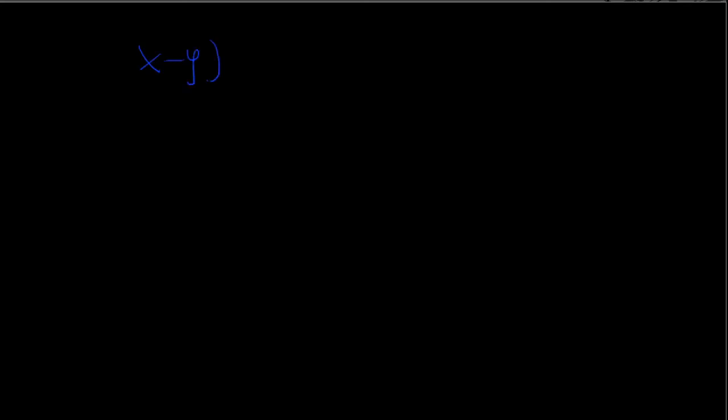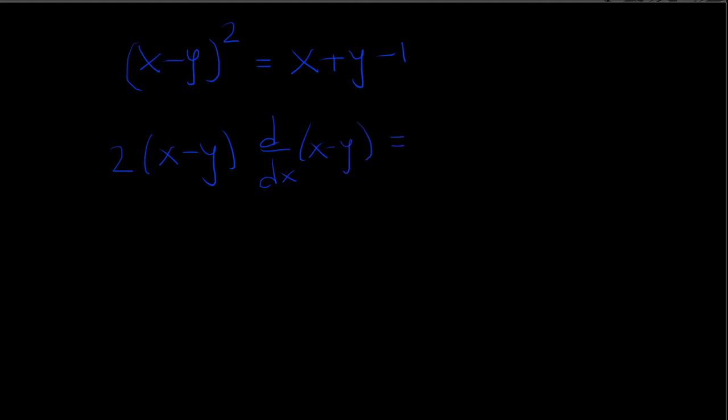Next, we're going to be looking at the quantity x minus y squared equals x plus y minus 1. I'm going to use implicit differentiation and find the derivative with respect to x. So first, on the left here, we're going to be using the chain rule. So we're going to be bringing down the exponent, subtracting by 1, and then multiplying by the derivative of the inside. And on the right, the derivative of x is just 1. The derivative of y with respect to x is dy over dx. And the derivative of negative 1 is just 0.